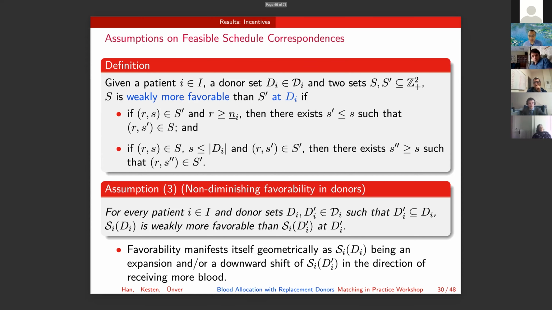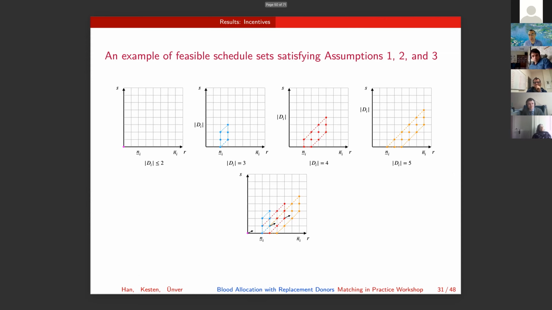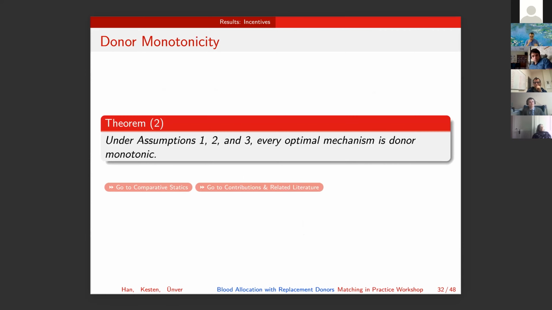Very good. So I will only give you one theorem. So this is the shape of this weak favorability, and this is our main theorem. Under these assumptions 1, 2, 3, every optimal mechanism is donor monotonic. And if you strengthen assumption 3 a bit more, this weak favorability, you still have endogenous exchange rates, you get strong donor monotonicity.